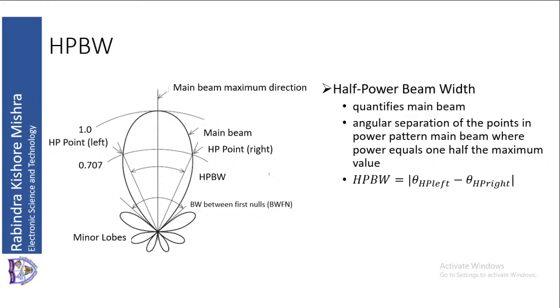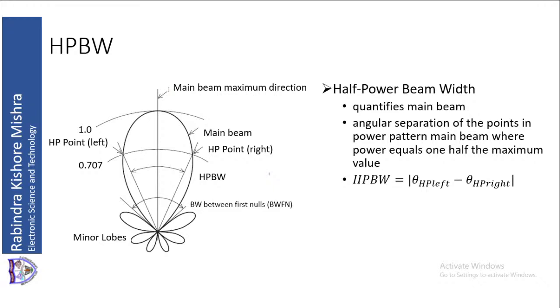Now these minor lobes can also be categorized. What we'll do is draw a horizontal line passing through the origin, that is, passing through the source where the antenna is. So draw a horizontal line passing through the origin.